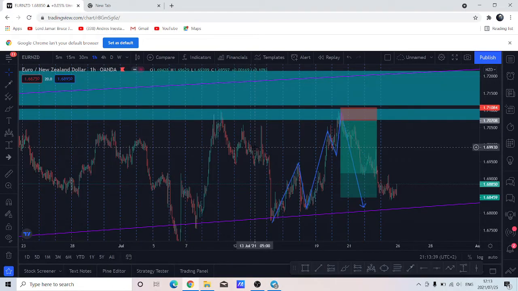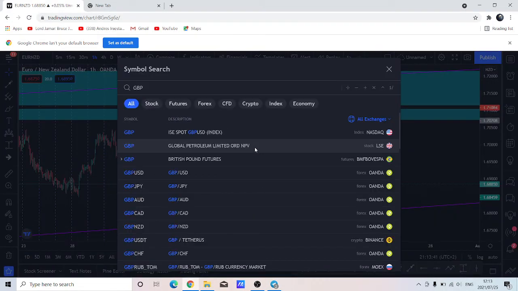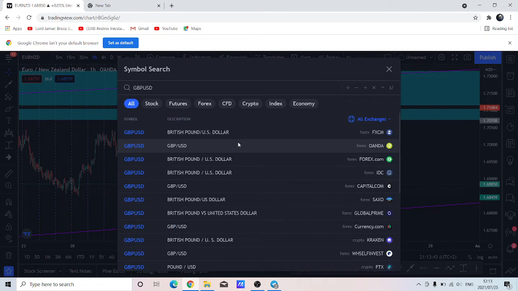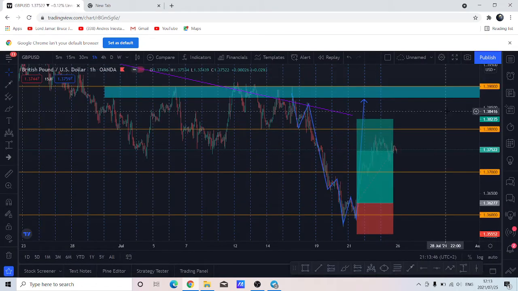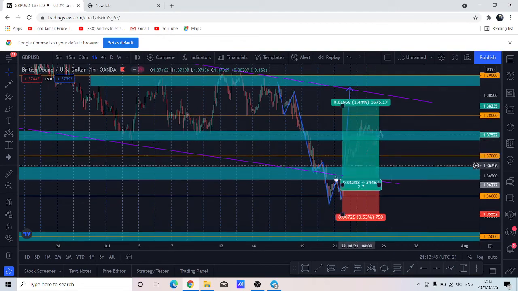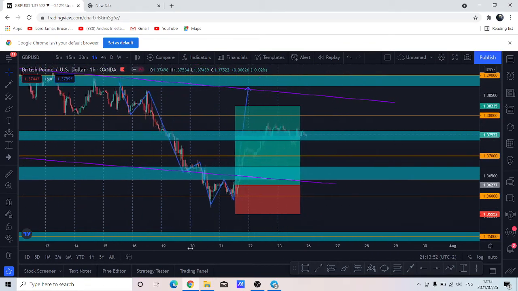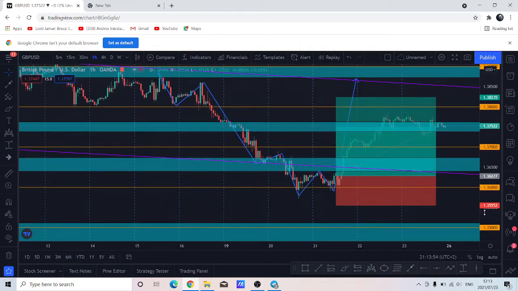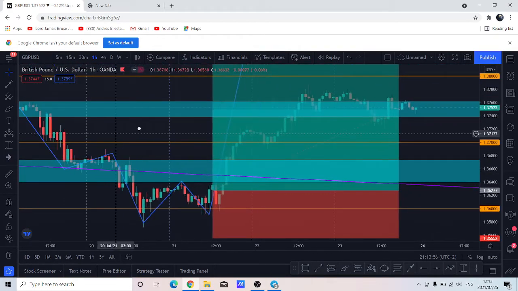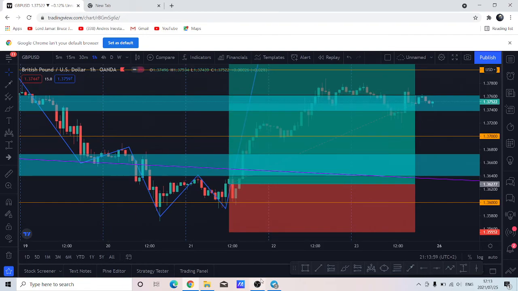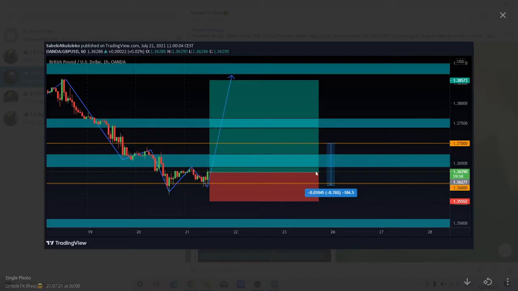So let's look at the GBP USD. It went up into my direction, although it didn't hit my TP, but the direction was clear. Then boom, went up. So this one went up.